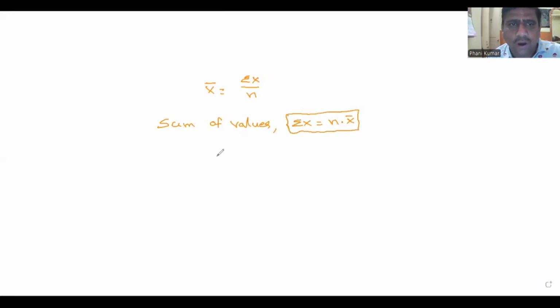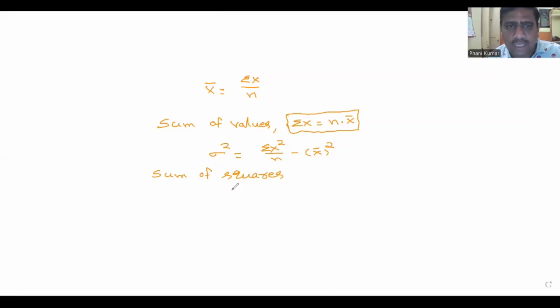Similarly, from the formula of variance, which is sigma square equal to summation x square by n minus x bar whole square, we can also find the sum of squares of the values. Without knowing the values, you can find the sum of the values and the sum of squares of the values whenever you know the mean value and also the variance.